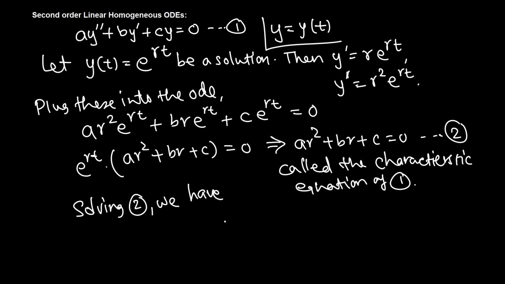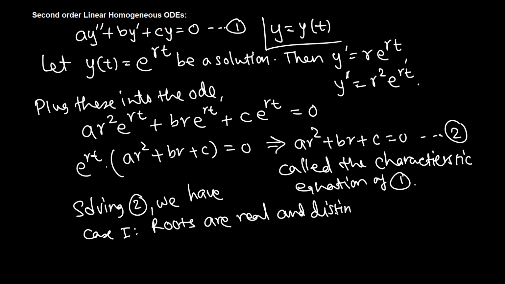Case 1: the roots are real and distinct. When we find two roots, maybe r1 and r2, the roots are real and distinct. As we know, when the discriminant b squared minus 4ac is positive, we get this case. Say r equals r1 and r2, and they are not equal, and they are both real.